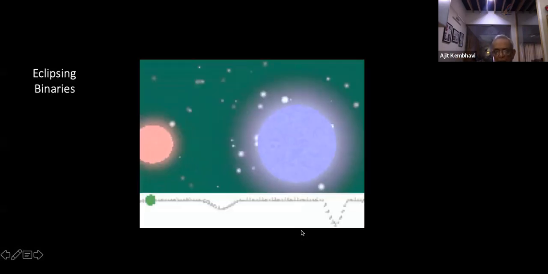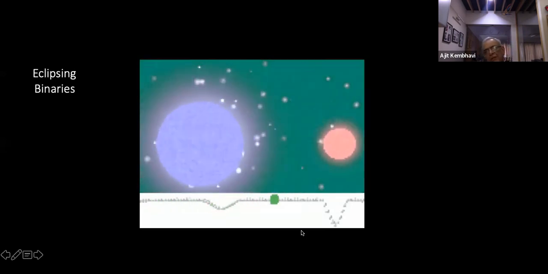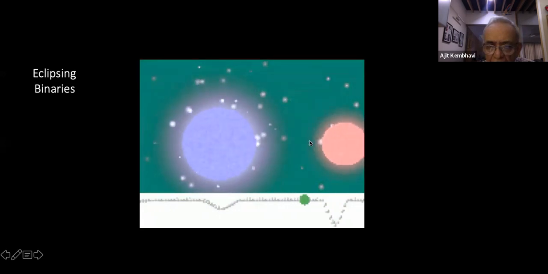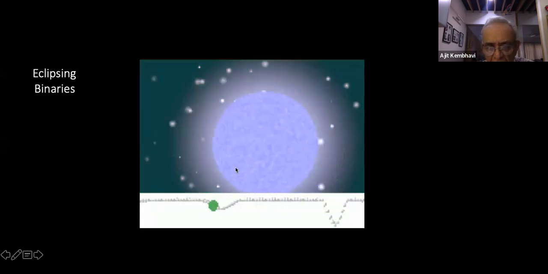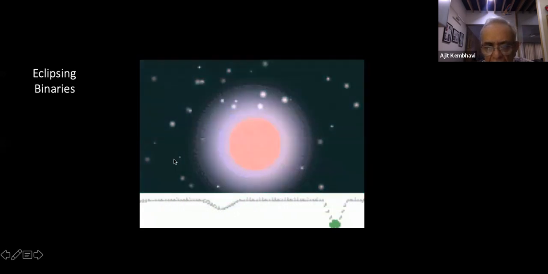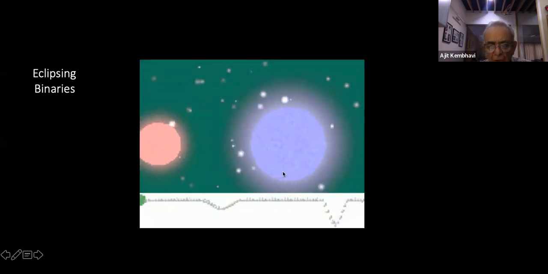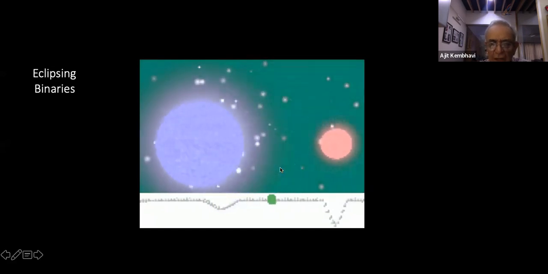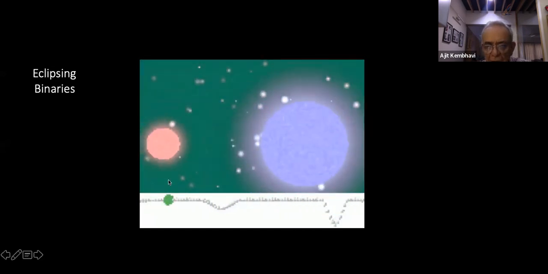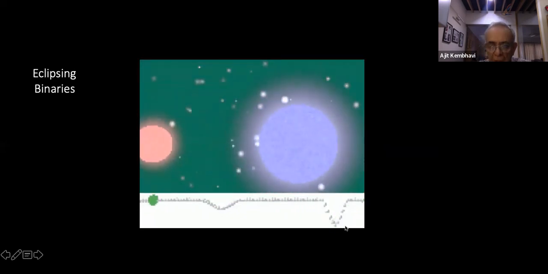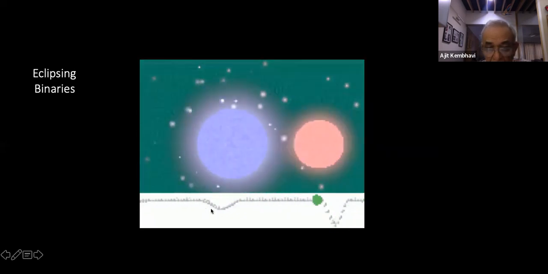If you look at the binary sideways, you see what happens here is that, so here's a smaller star and a larger star. So you see that let's catch it here. The smaller star is going around, and when the smaller star eclipses the bigger star, you get a dip here. And when the larger star eclipses the smaller one, you get a dip.